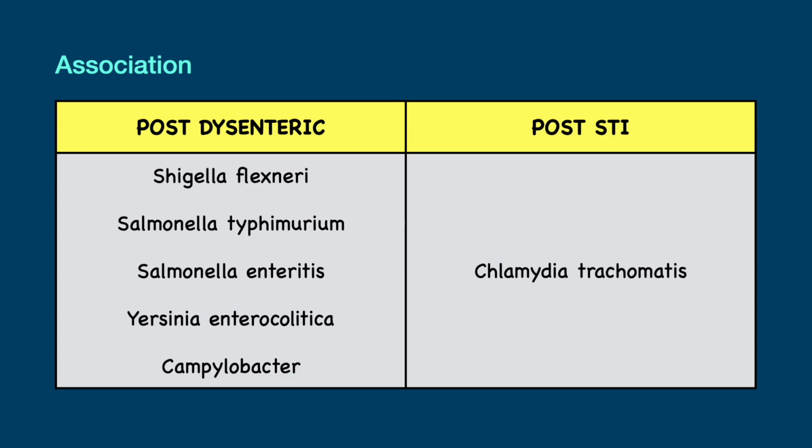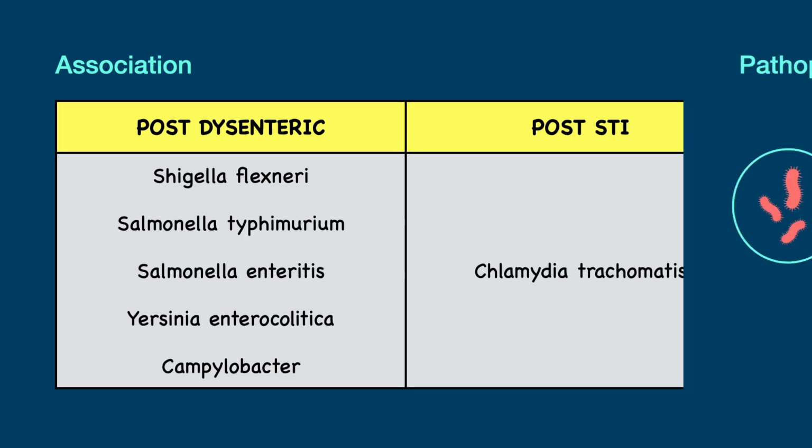Well, there are a few occasions. This table shows the organisms that are most commonly associated with reactive arthritis. We have the post-dysenteric form, which is caused by, of course, organisms that cause dysentery such as Shigella, Salmonella, Yersinia, and Campylobacter, and the other type, which is the post-sexually transmitted infection form, usually caused by chlamydia.